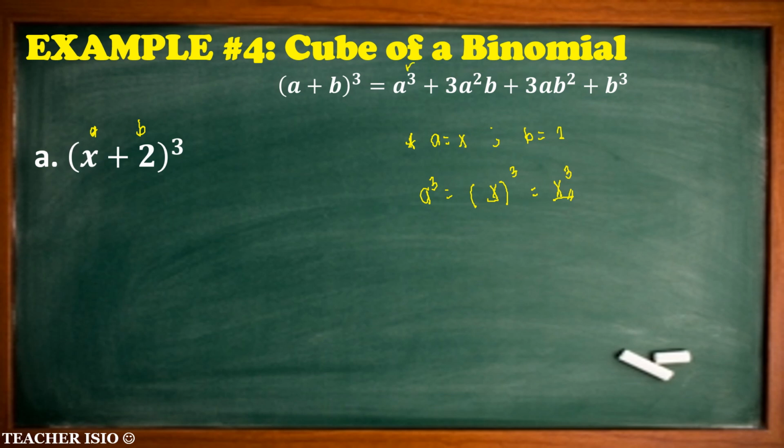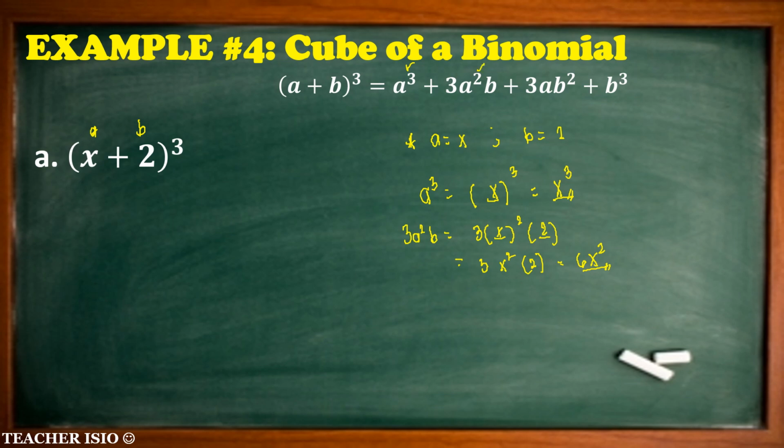So let's have 3a squared b. So we have 3 times blank squared times blank. Our a is x and our b is equals to 2. So let's simplify. So we have 3. What is x raised to 2? Simply x squared times 2. So what is 3 times x squared? 3x squared times 2, we have 6x squared. So tapos na tayo dito kay 3a squared b.